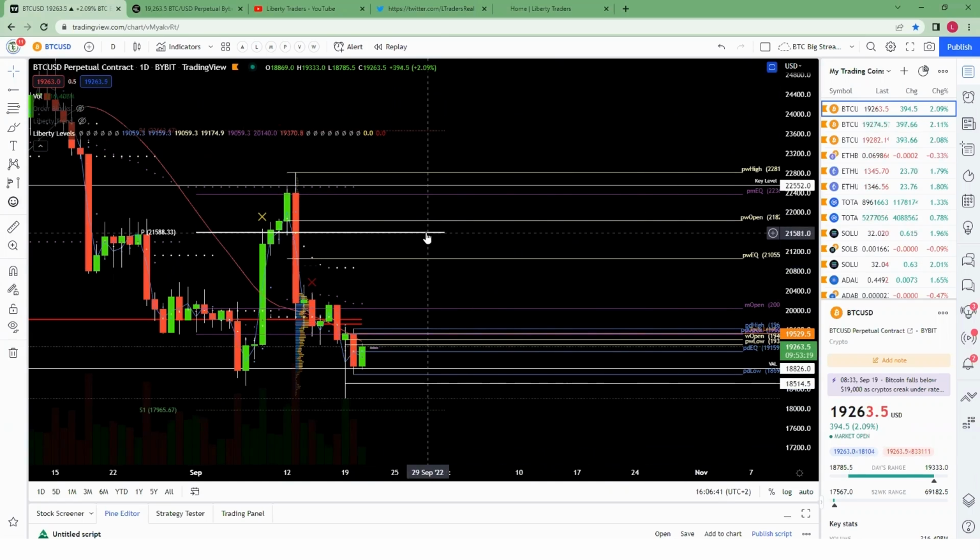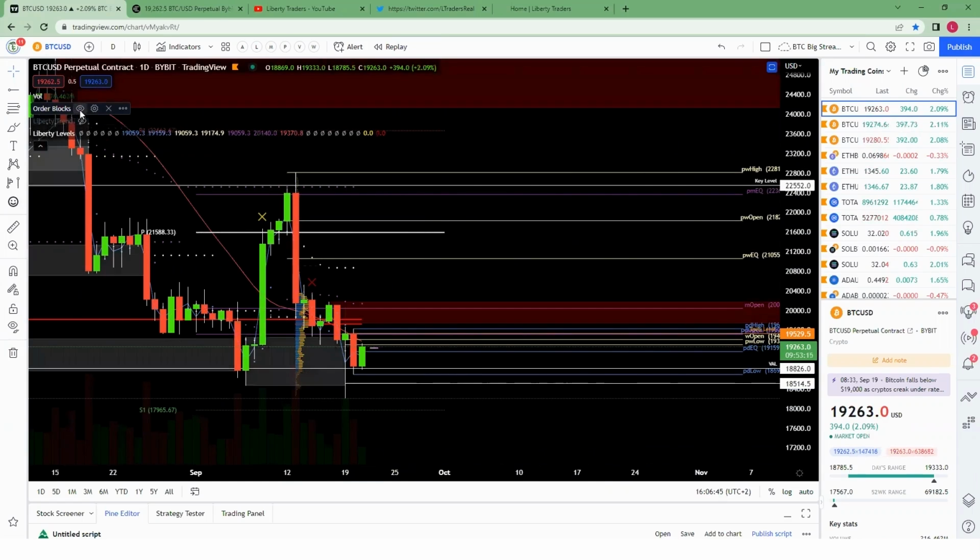I'll just be very careful. We've got that pivot there coming in at 21,500. So these are just the Liberty levels. We really like these. Got that daily bearish OB coming in here as resistance. I saw that's around that point of control.